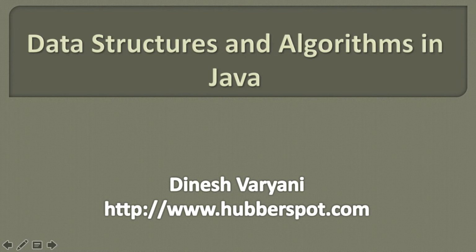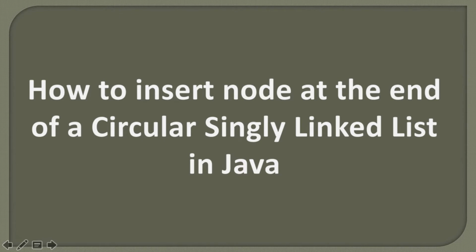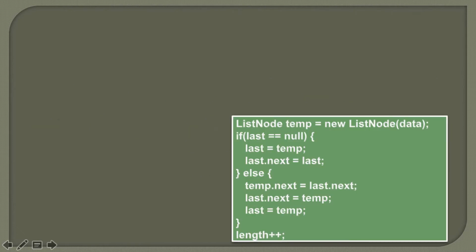Friends, in this tutorial we will discuss how to insert a node at the end of a circular singly linked list in Java. So friends, let's suppose we are given an empty circular singly linked list. When the circular singly linked list is empty, we know that the last node points to null. And in order to understand what this last node is, you need to watch my previous tutorials.